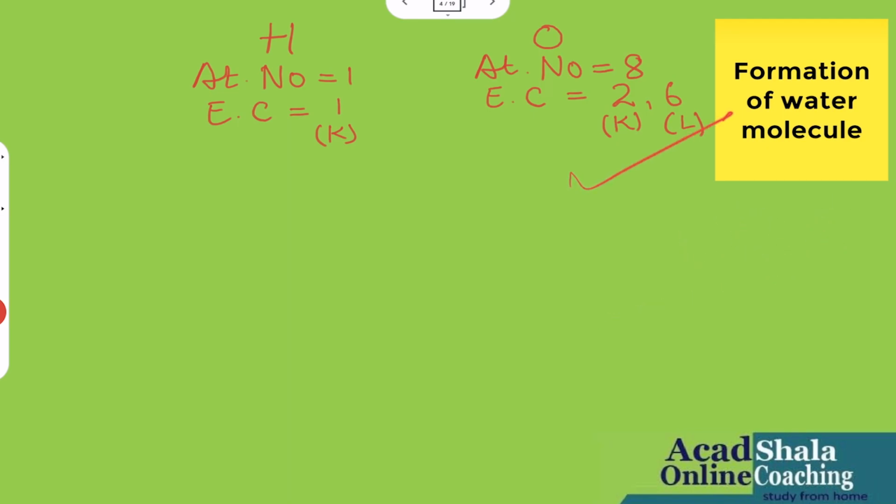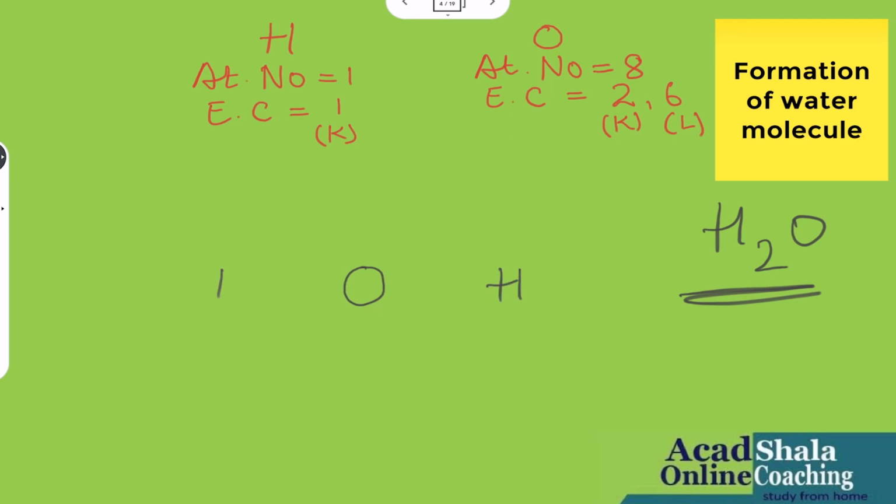Oxygen may complete its octet by sharing 1 electron pair with 2 hydrogen atoms, forming 2 single bonds. How it goes? Let me do it on the board now. The formula of water is H2O. We know it very well. So this oxygen will come in the middle and hydrogens will come on its sides.